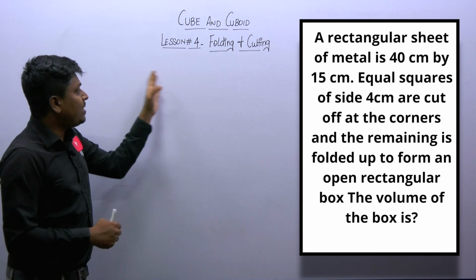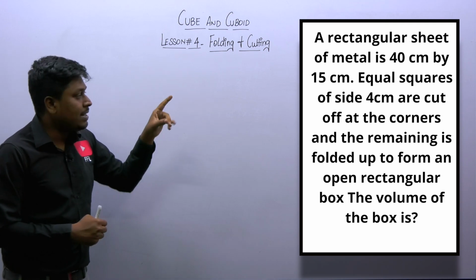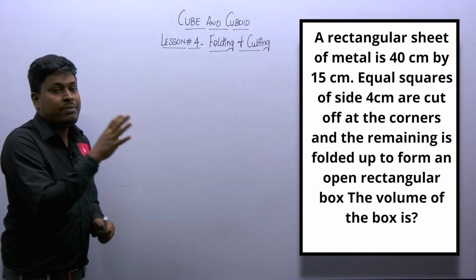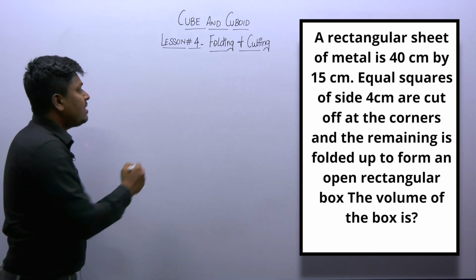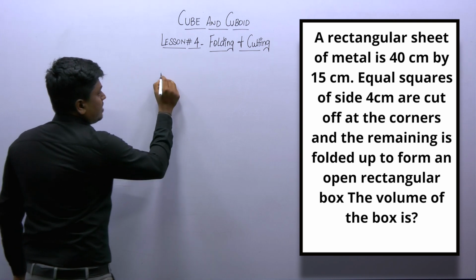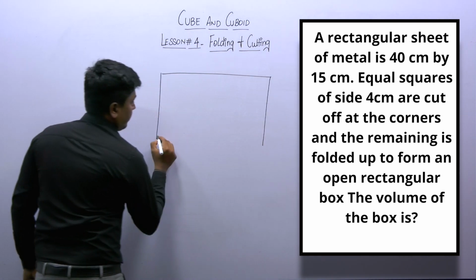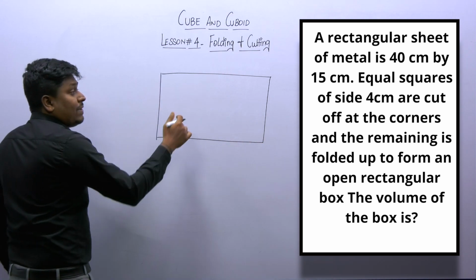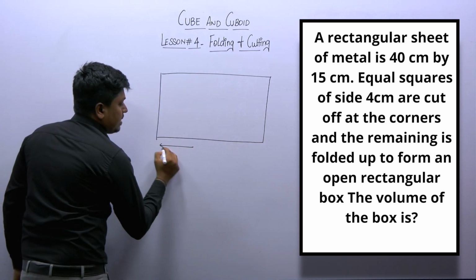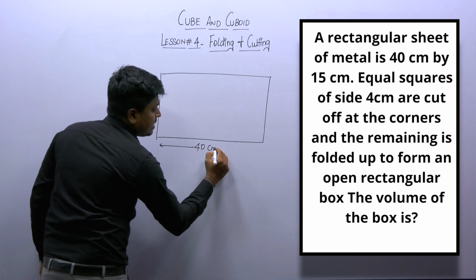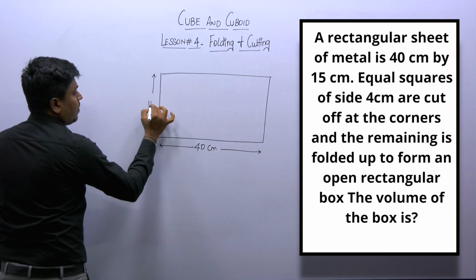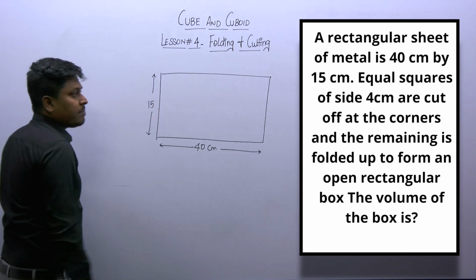Before that, let me draw the diagram based on the question. A rectangular sheet of metal is 40 by 15 cm. What is the meaning of it? Length will be 40 cm. Right? So it's a rectangular sheet. And here what they are saying is, the length of the sheet is 40 cm and the breadth of the sheet is 15 cm. So 40 by 15 cm.